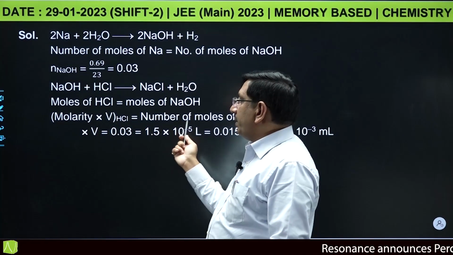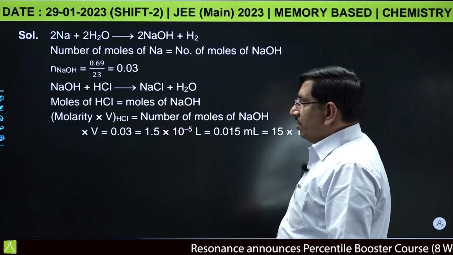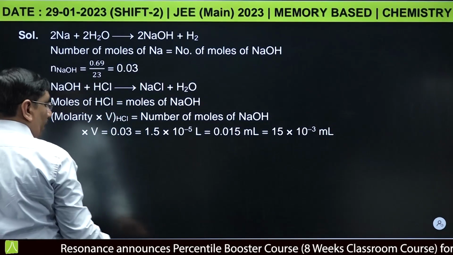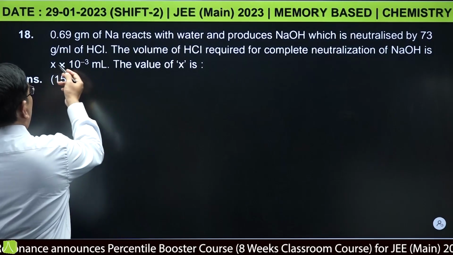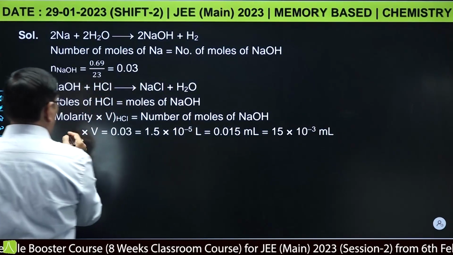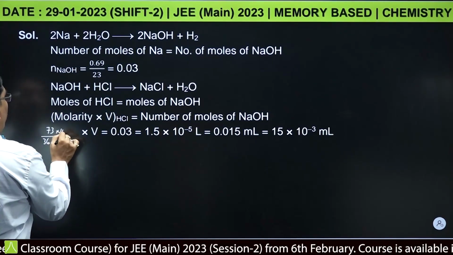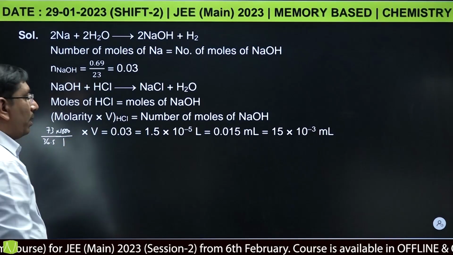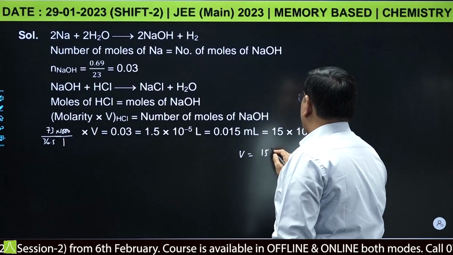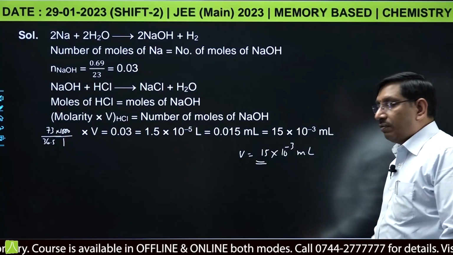From this, I am equating molarity into volume of HCl equal to the number of moles of NaOH. Here, we have to calculate the molarity, since it is given as 73 gram per milliliter. So, it is 73 by 36.5 into 1000 by 1. Now, on solving this, you will get V equal to 15 into 10 power minus 3 milliliter. That means, the x value will be equal to 15.